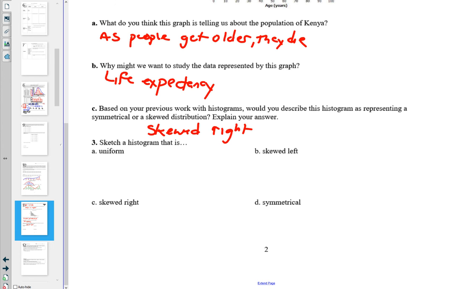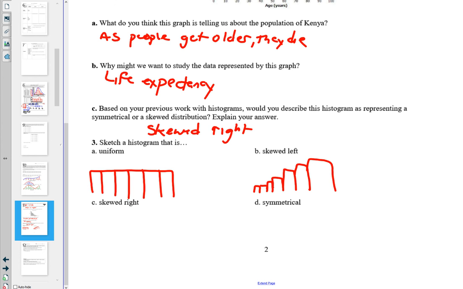I did this for you on the first page. What does a uniform distribution look like? Yeah, they're all the same heights. The histogram would look like that. Something that's skewed left would be like the little ones would come first, and then it would get bigger. Skewed right would be the opposite. The big ones come first, and you get smaller and smaller. And then symmetrical would be small and then big, and then small again, and the median and the mean are more or less the same.